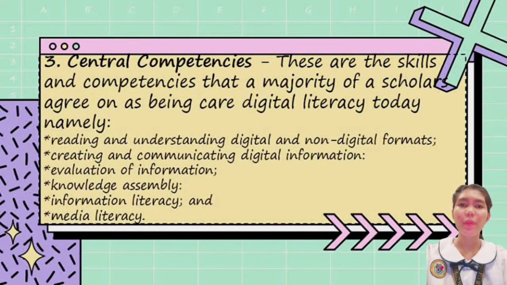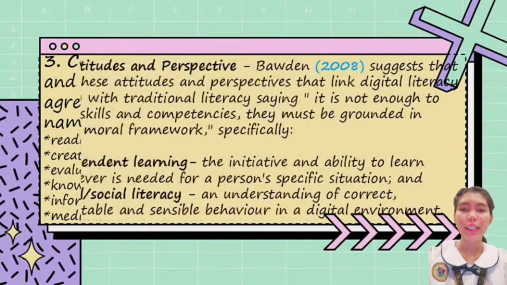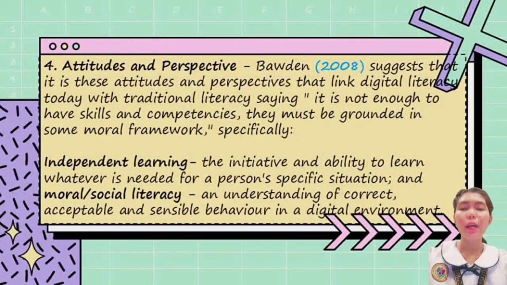Third is the central competencies. This includes reading and understanding the digital and non-digital formats, creating and communicating digital information, evaluation of information, knowledge assembly, how the information is being organized, then information literacy, and media literacy. Fourth, the attitudes and perspective. Bowden suggests that it is these attitudes and perspective that link digital literacy today with traditional literacy, saying it is not enough to have skills and competencies. They must be grounded in some moral framework.